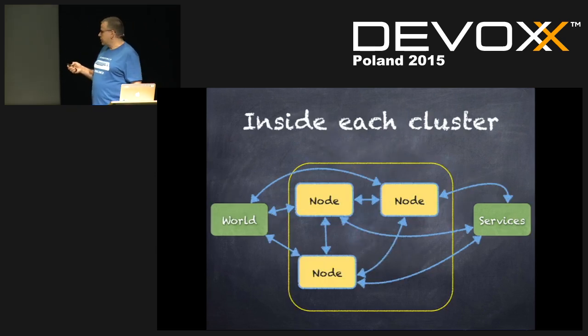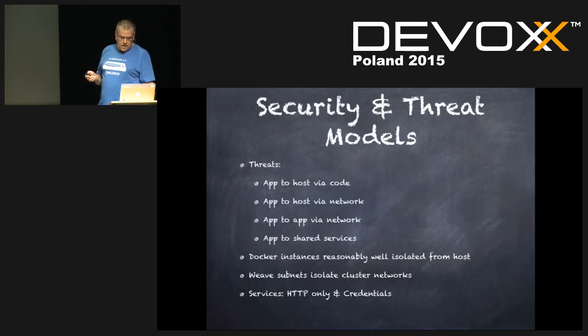Within each cluster, we have one or more nodes that can talk to each other, they can see each other. They can talk to the real world, and they can talk to back-end services. But once again, they can't talk to each other. So when we start building our threat model, we look at the different ways that code running inside a cluster can perform some behaviors that we don't want.